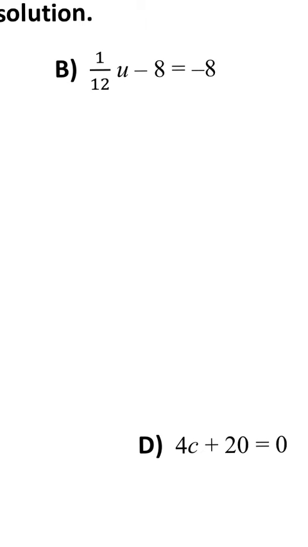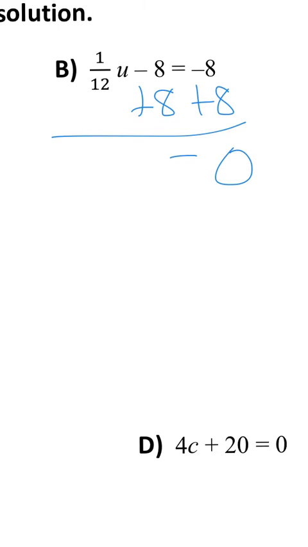Now let's take a look at example B. So in this case, we're going to undo our subtraction by adding. So we're going to add 8 to each side. And I end up with negative 8 plus 8, which is 0. And I'm left with 1 over 12u.